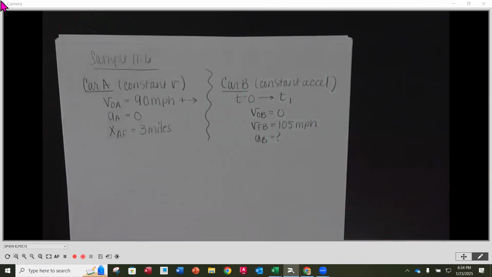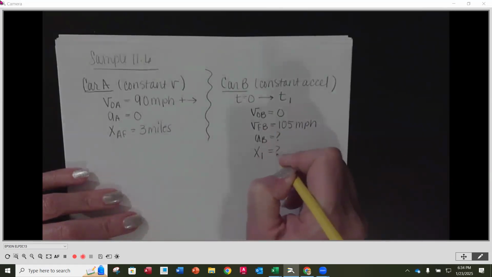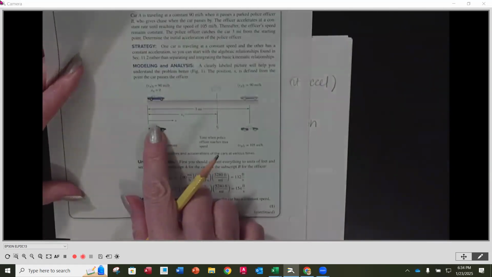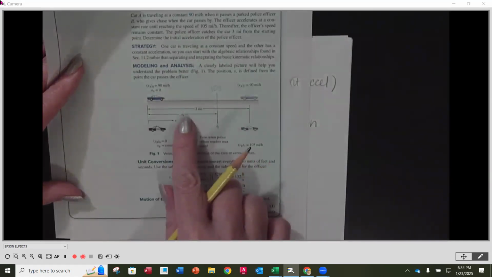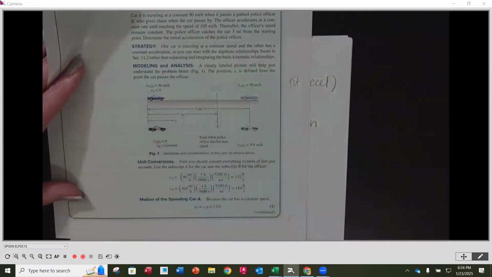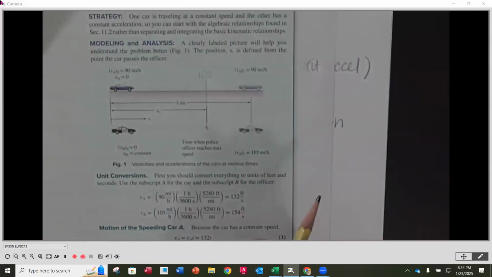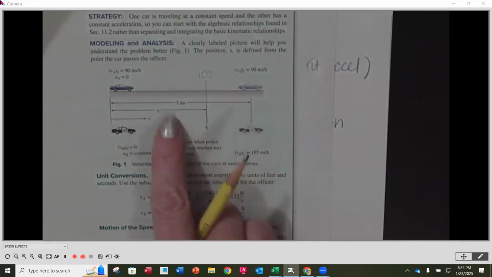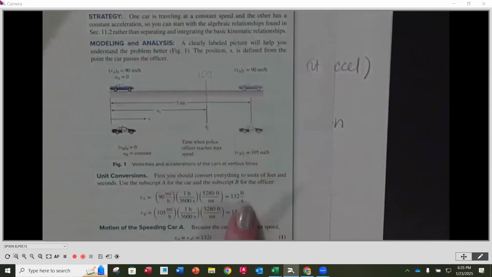We also are going to need to know for this phase what our X1 is. What is our X1? So from rest to when that police car stops accelerating, when it gets to 105, what was that distance? We're calling that X1, which is consistent with the illustration here. If you can see that, that's X1. So this is T1, this is X1. This is going to be the distance that it takes to get to 105 miles per hour.